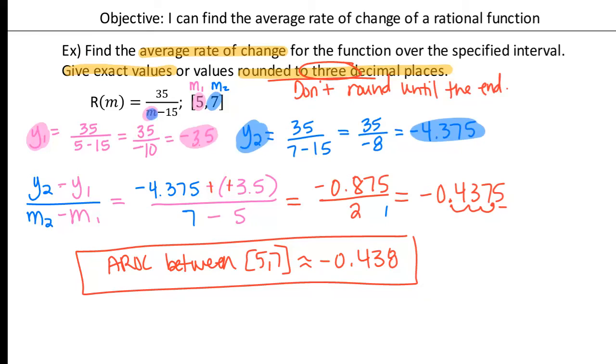All right, so one more time, you look at the interval that tells you the first term and the second term. So plug each of them into the function, and that'll give you y1 and y2. And then you plug all your 4 values into the average rate of change formula. Simplify as much as possible, and then take your answer, round it to 3 decimal places. And then don't forget to write your conclusion telling me the average rate of change with the interval and then the answer. Okay?